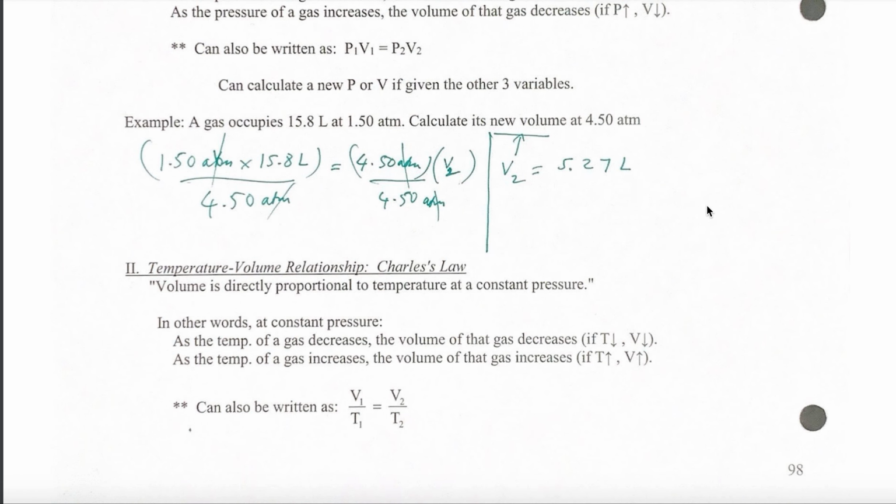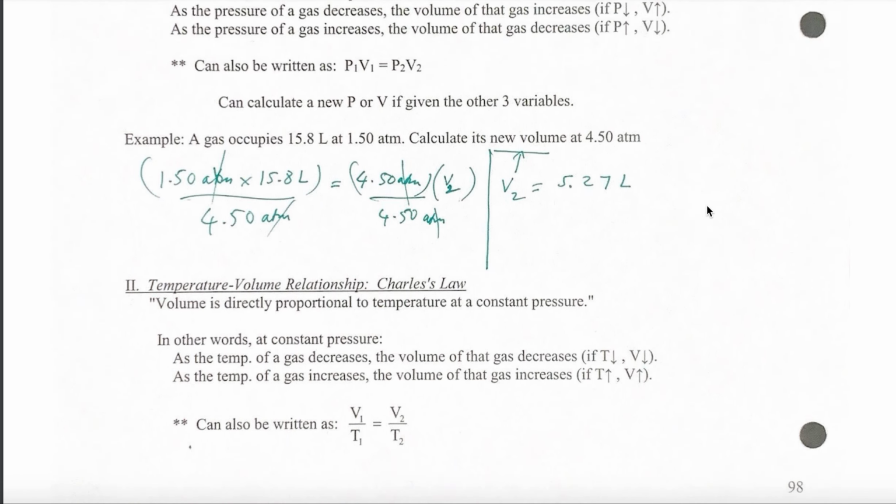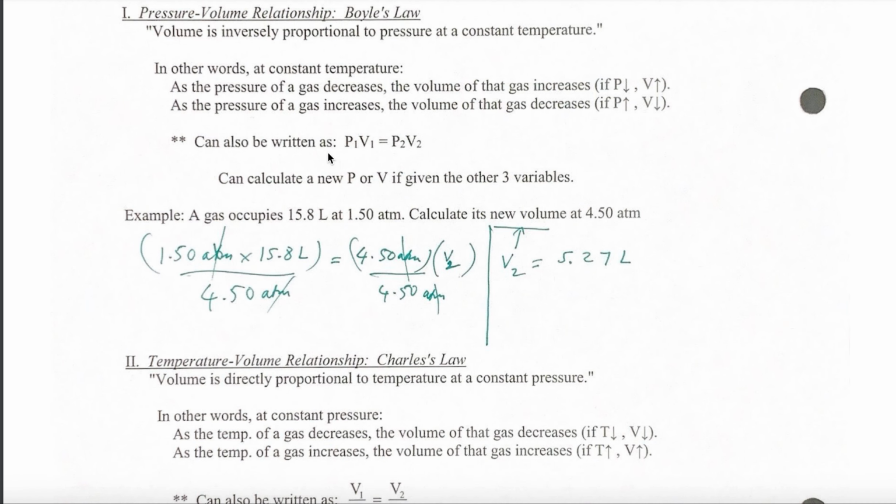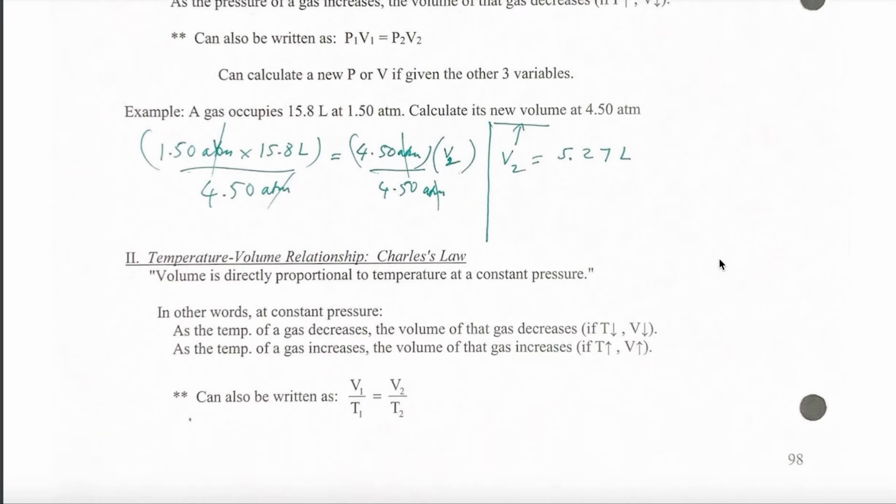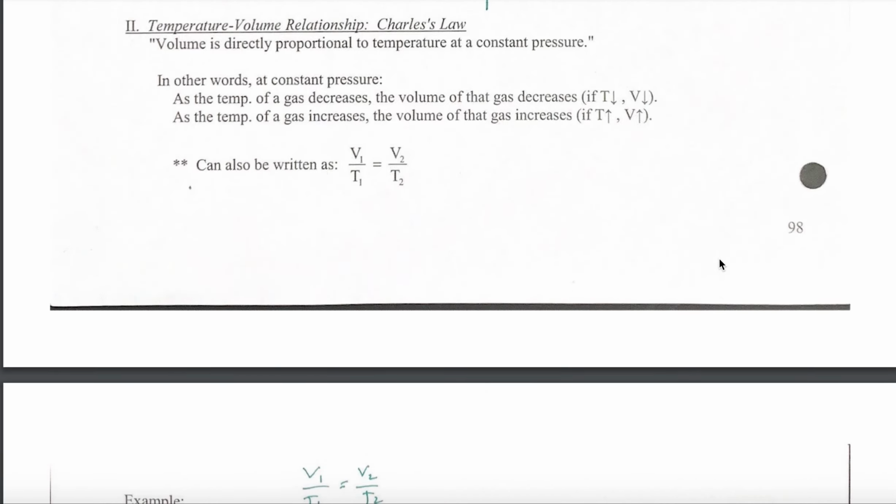Okay, so that's Boyle's law. You don't have to remember the name of the law as long as you know the formula. P1 times V1 equal to P2 times V2. Now, going on to the next one, Charles' law.